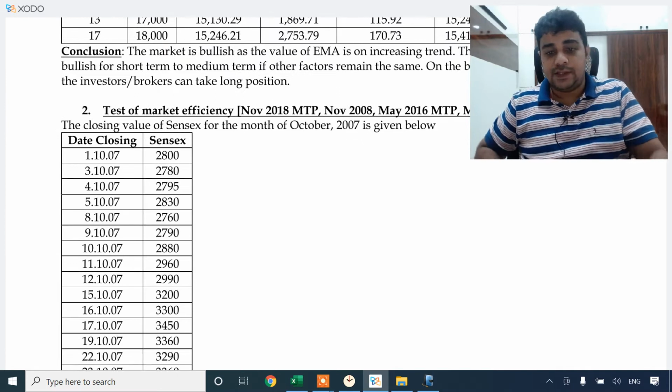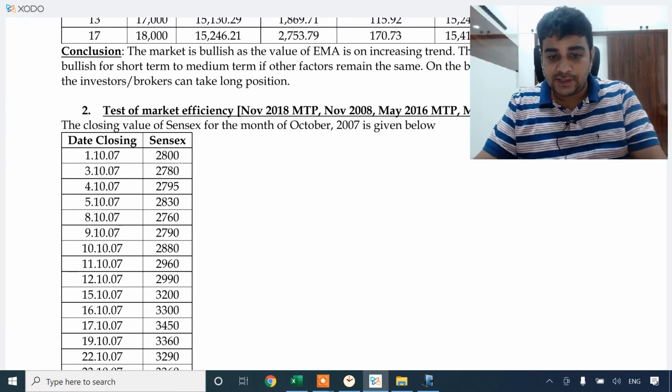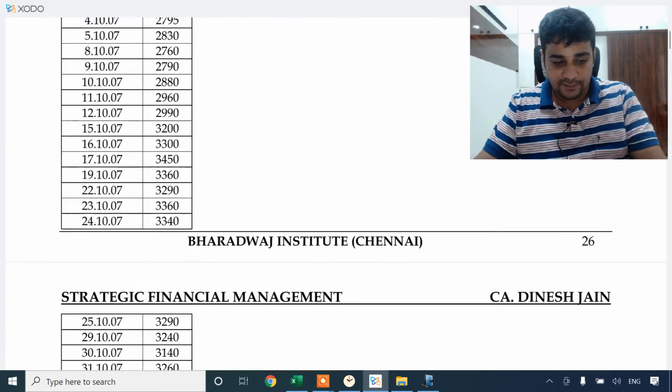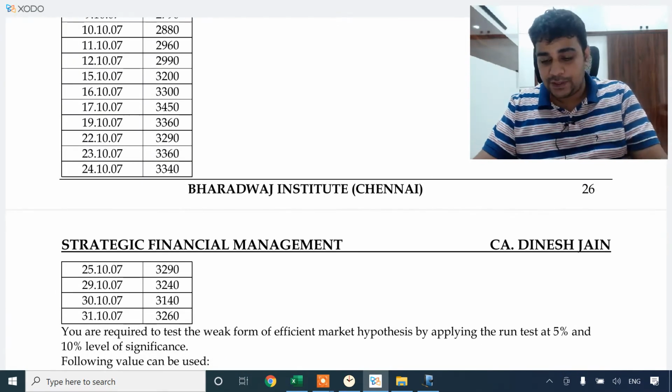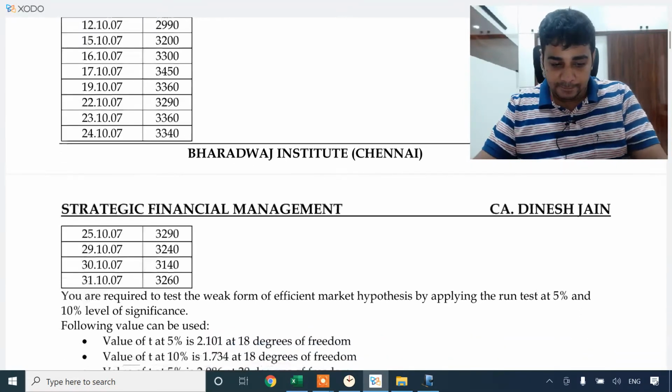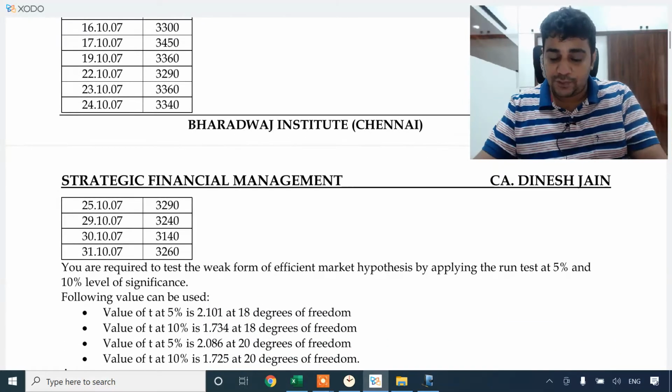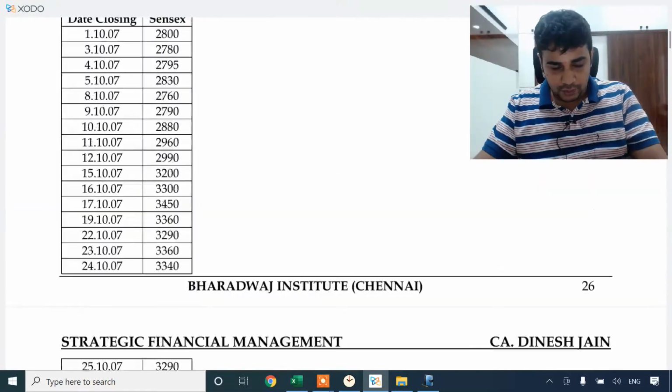Let's capture this data. Closing value of Sensex for the month of October 2007 is given below. You are required to test weak form of market efficiency by applying the run test at 5% and 10%. Following values can be used for t. Go through the question.